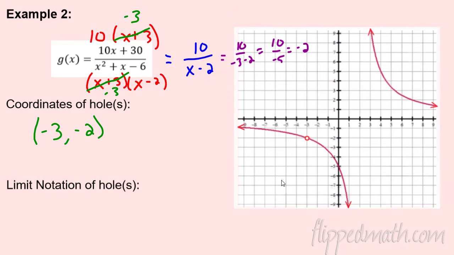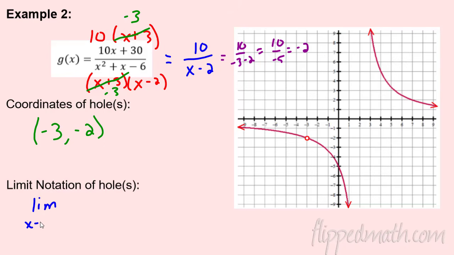Let's go ahead and, there's the graph. I went ahead and threw the graph up there for you. You can pause and copy that down if you like. And was I right? Sure. At -3, -2, there's a hole. So I like to look at the graph when I do that limit notation.